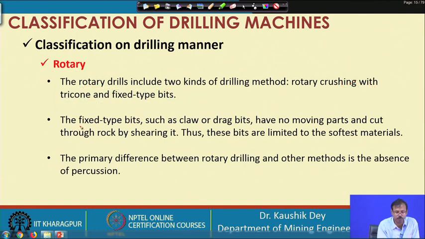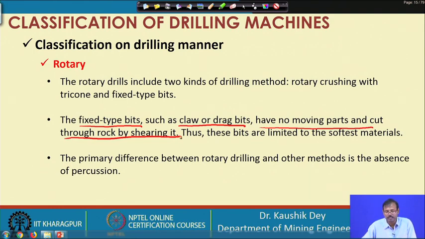Rotary drills come with two types of bits. One is a drag bit, and another is a tricone rock roller bit. The drag bit has no moving parts, only impregnated tungsten carbide parts, and it cuts through the rock by shearing it. The drag forces are utilized to erase, or fell, the rock grains by abrasion, and these bits are mostly used for softer material, whereas tricone bits are used for a little bit harder material.